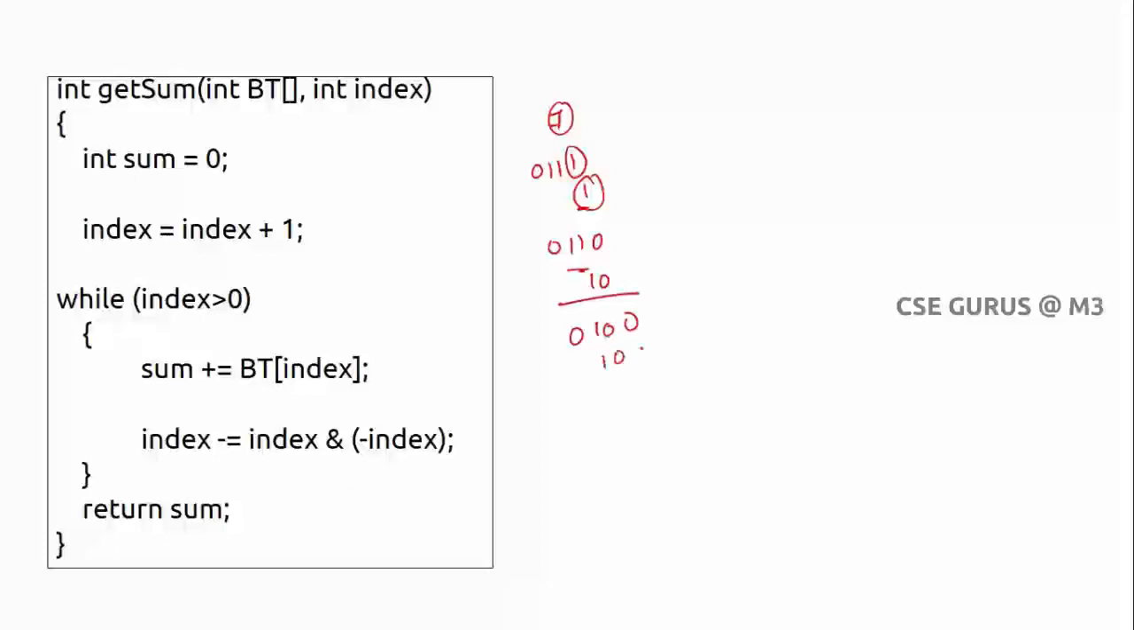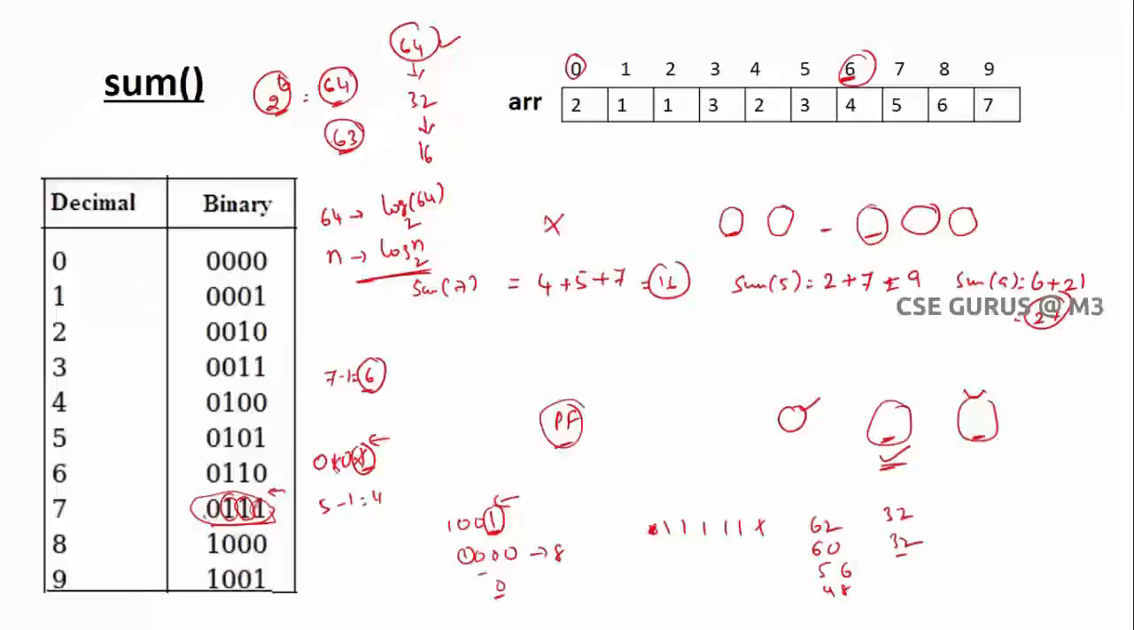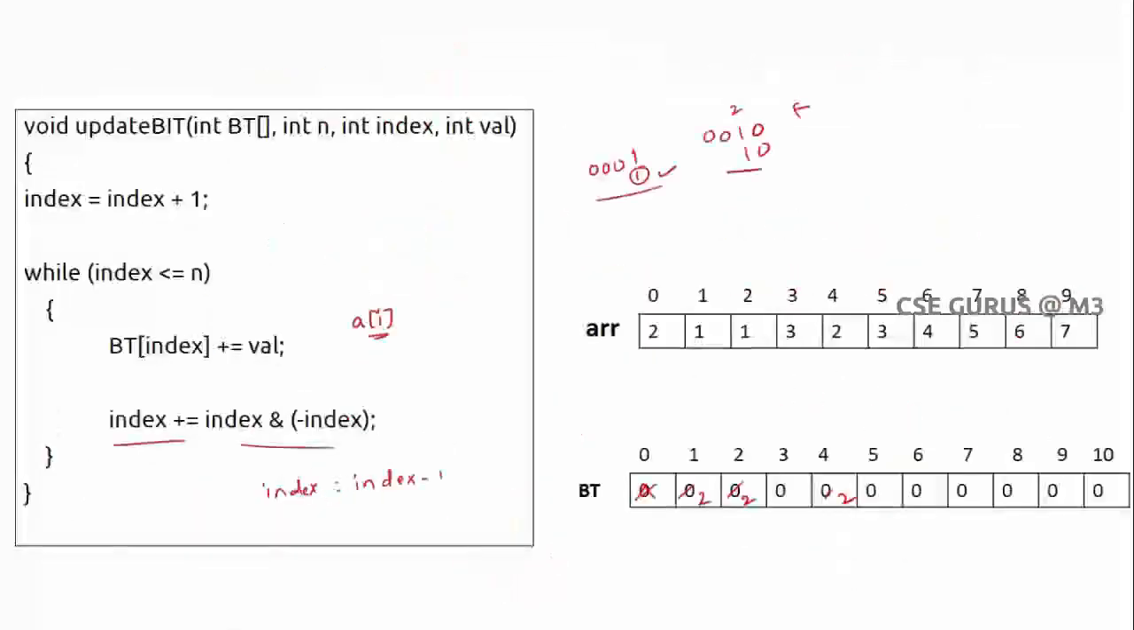Next you will get this one, subtract 1, 0, 0 until you get 0. So finally returning the sum. So this is what happens when you go for sum, where you will get the complexity as log n. Now I'll go for the update also.